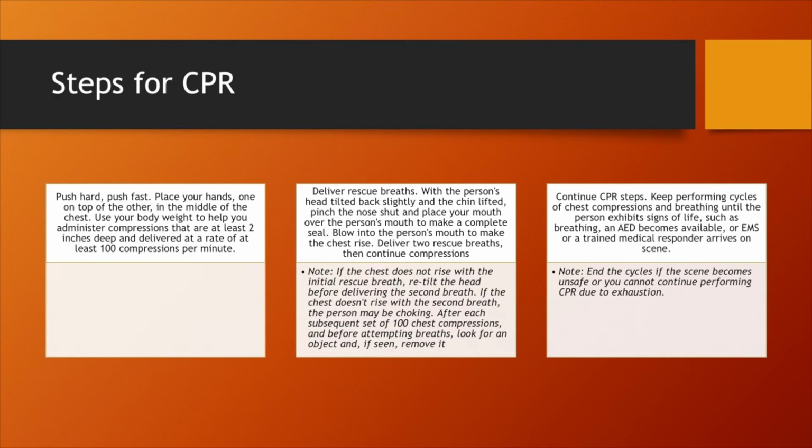After each subsequent set of 100 chest compressions, and before attempting breaths, look for an object and if seen, remove it. Continue CPR steps. Keep performing cycles of chest compressions and breathing until the person exhibits signs of life, such as breathing, an AED becomes available, or EMS or a trained medical responder arrives on scene. Note: end the cycles if the scene becomes unsafe or you cannot continue performing CPR due to exhaustion.